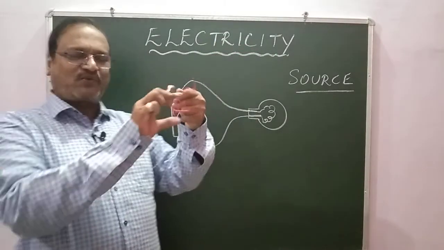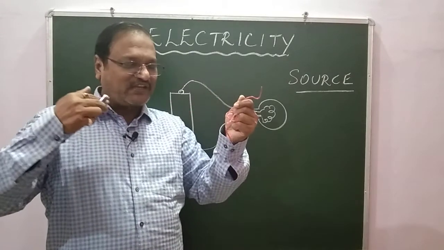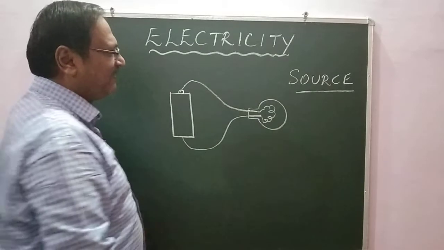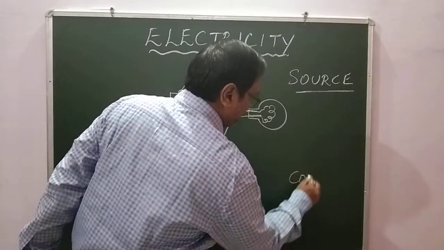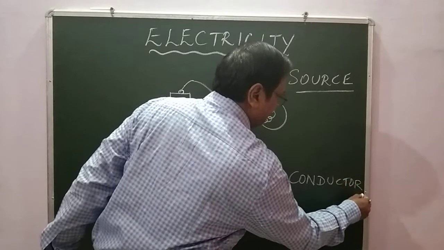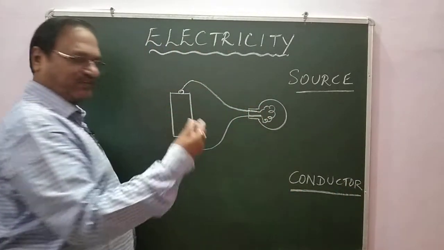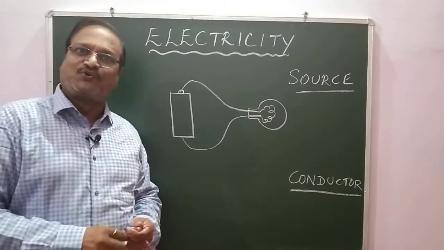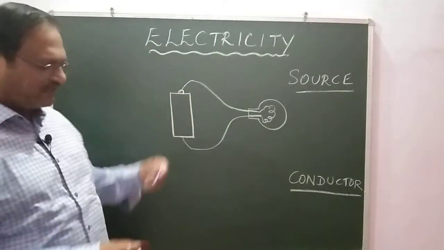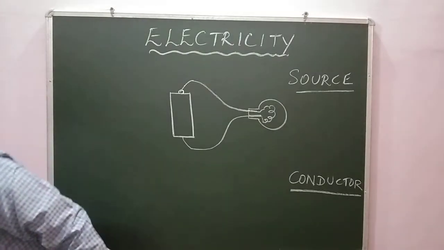What is the purpose of the wire? It allows electricity to flow through it. The wire is a conductor of electricity. It allows electricity to flow through it. So I got a wire here, I got a cell here. Let me place it back here.